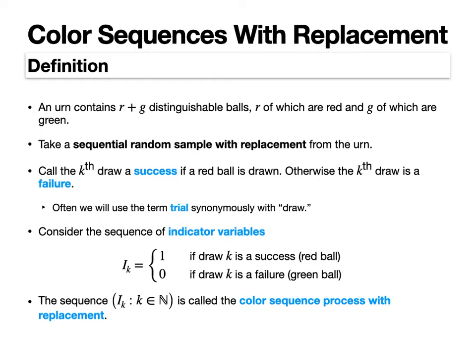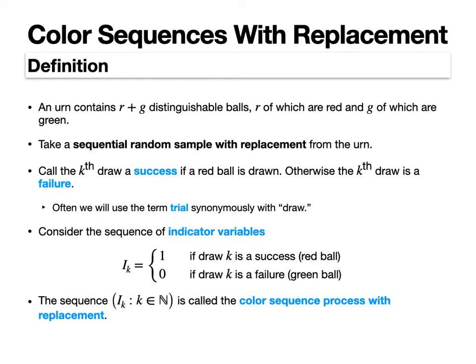And here's the definition. An urn contains R plus G distinguishable balls, and little r is the number which are red, and little g is the number which are green. So every ball is painted either red or green, and there are R red balls and G green balls. And the balls are distinguishable. By that I simply mean that you want to think of the balls as, say, labeled 1, 2, whatever, but just the first few of them are painted red and the last are painted green. So that's the situation, this urn with R red balls, G green balls.